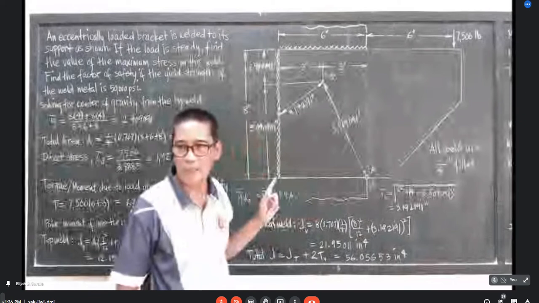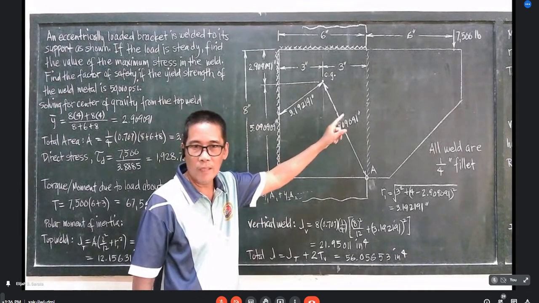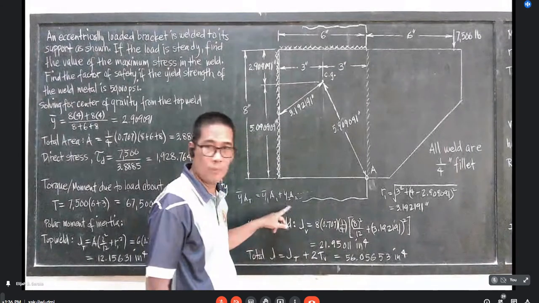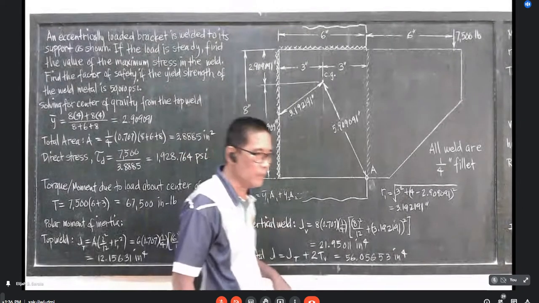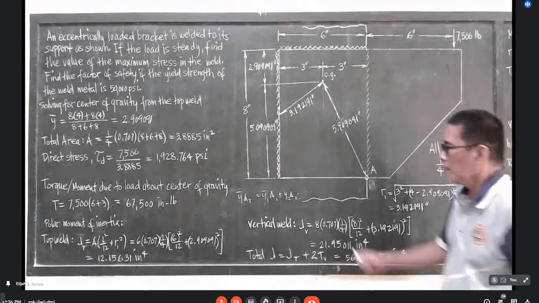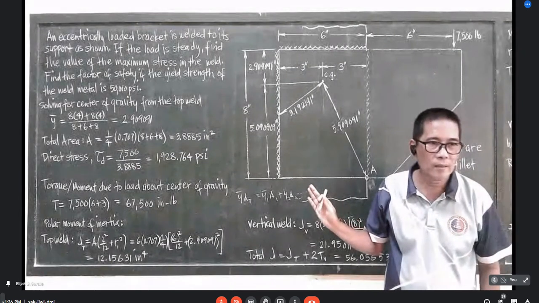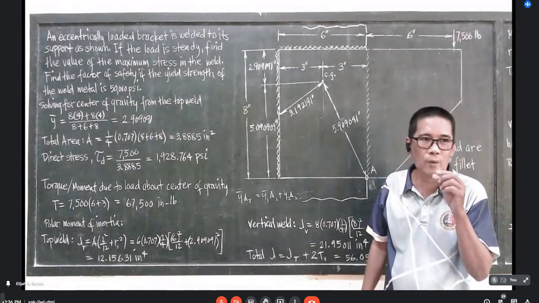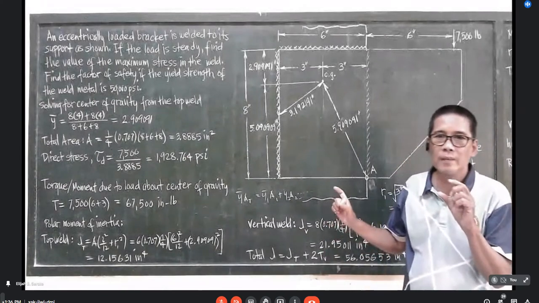Be careful, because if one of the welds is not 1/4, then you have to include all of those. You can't cancel it then. Do you get me, class? Yes, sir. So the throat width is being cancelled. Only the length is not cancelled.